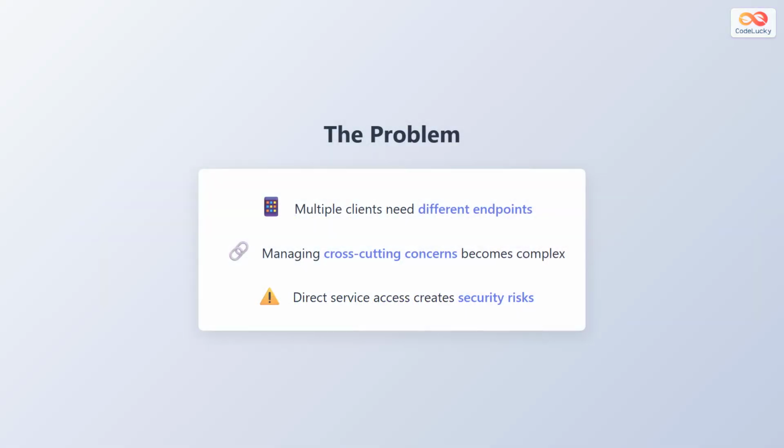Let's understand the problem that API gateways solve. When you have multiple clients like mobile apps and web browsers, they each need different endpoints and data formats. Managing cross-cutting concerns like authentication, logging, and rate limiting becomes increasingly complex when each service handles these independently. Additionally, allowing direct client access to individual services creates significant security risks and makes it harder to evolve your system.